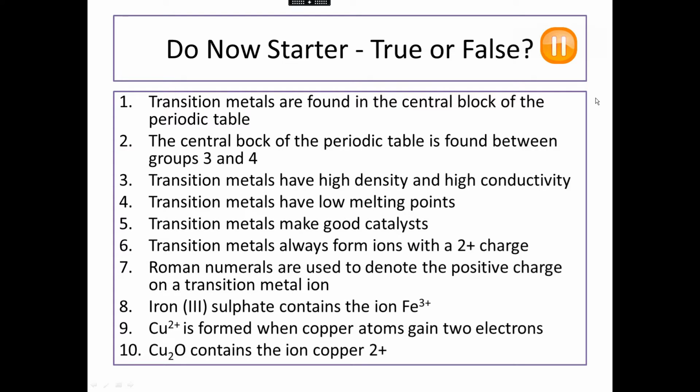Pause the video. You don't need to write it down. Just think to yourself, true or false. Pause it now. Okay, let's go through the answers.